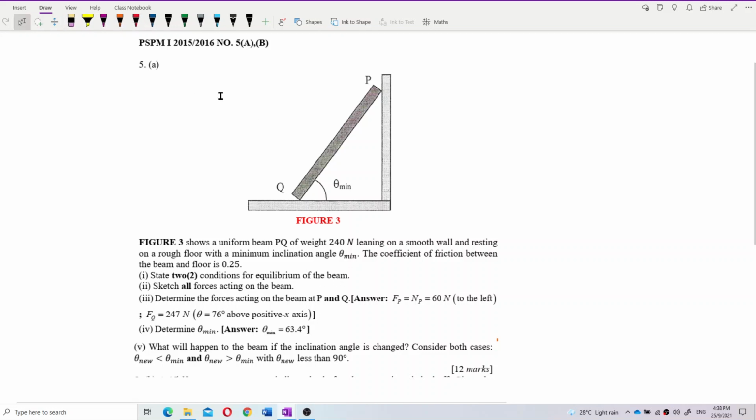Okay, so first of all, this is a beam, a rigid body. We are looking at it as a rigid body, not a particle. So equilibrium of a rigid body, you will have two conditions. So what are the two conditions for equilibrium of a rigid body?